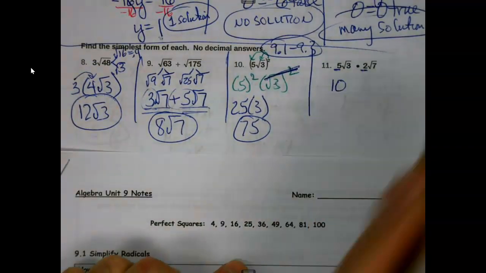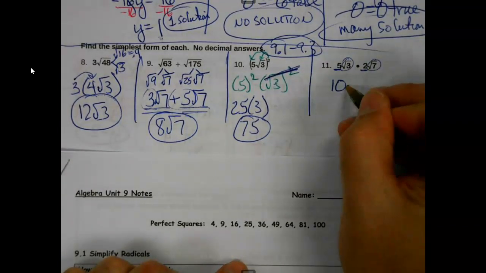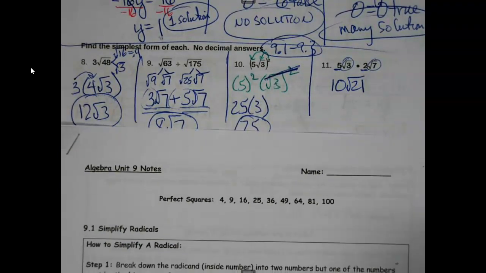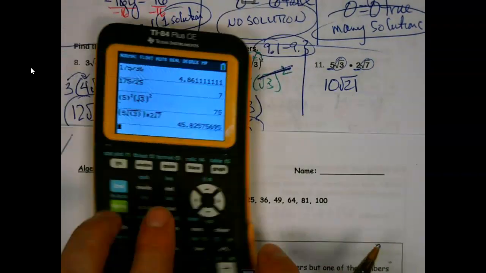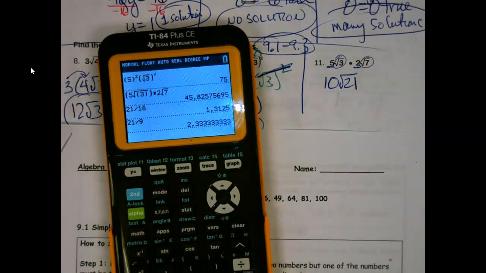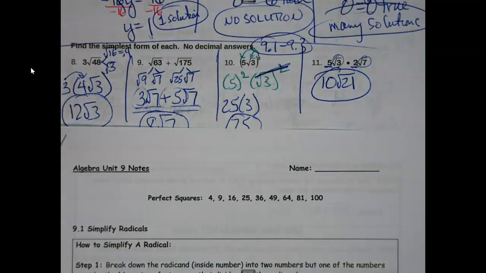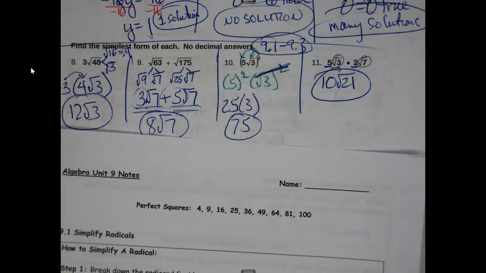Multiply the numbers on the outside. Multiply the numbers on the inside. Can we break down the 21? Let's see. So 16, 9, or 4? 16, no. 9, no. 4, nope. As far as we're going. Yeah, sometimes we do. Why not?